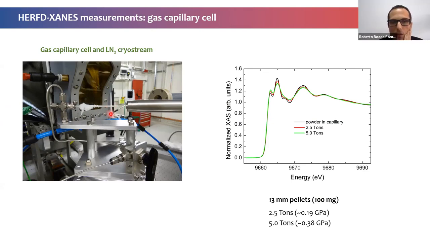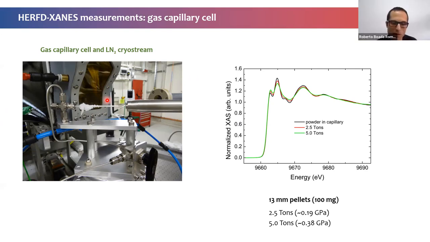In the pellet case, what is the X-ray window? It's a Kapton window. Yes, we had a Kapton window in this particular case for the gas capillary cell. We use quartz capillaries, which have 10 micron wall thickness and are around 2 millimeters thick. This is mainly constrained by the beam size.